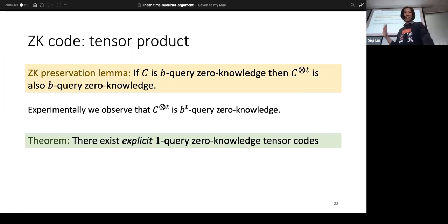So all of this is just saying that there actually exist explicit one query zero knowledge tensor codes. And using this, we're able to construct the ZK IOP and also the succinct arguments. Nothing sounds very exciting here because it's one query, but I want to say quickly at the end that I think zero knowledge codes are objects maybe of independent interest outside this construction of succinct arguments. There are a couple of things we're able to show about these codes that are not needed in our construction, but I just want to briefly talk about it in case anyone is interested in studying this object.